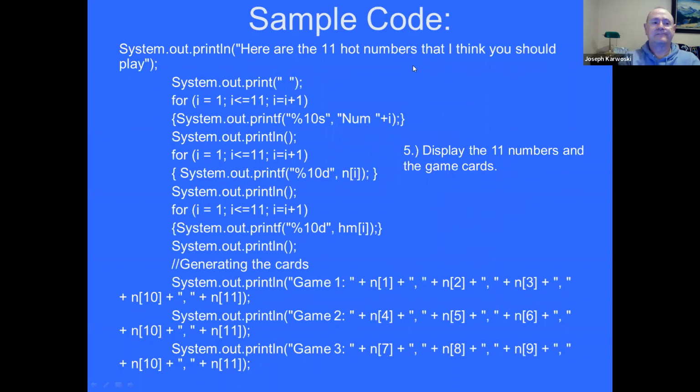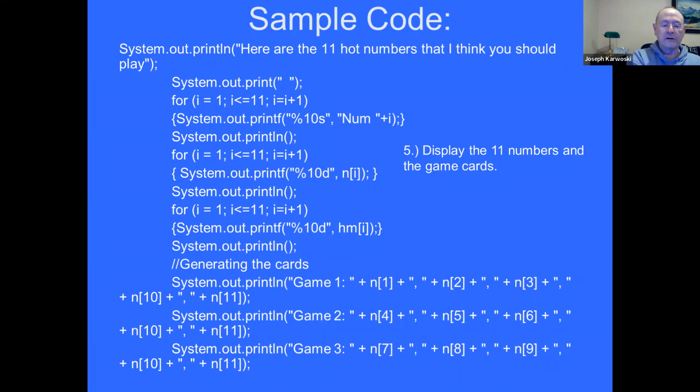Step 5 is they're all prints. You're going to display the information. Since I've already given you this display, I figured I might as well just give it to you again. In this case, we're going to say, here are the 11 hot or cold, whichever one it is. Please don't tell me they're hot numbers when you're doing a cold system. Here are the hot numbers that I think you should play. Here I printed the heading in the table, and then I displayed the actual numbers. Then under the numbers, I displayed how many there would be.